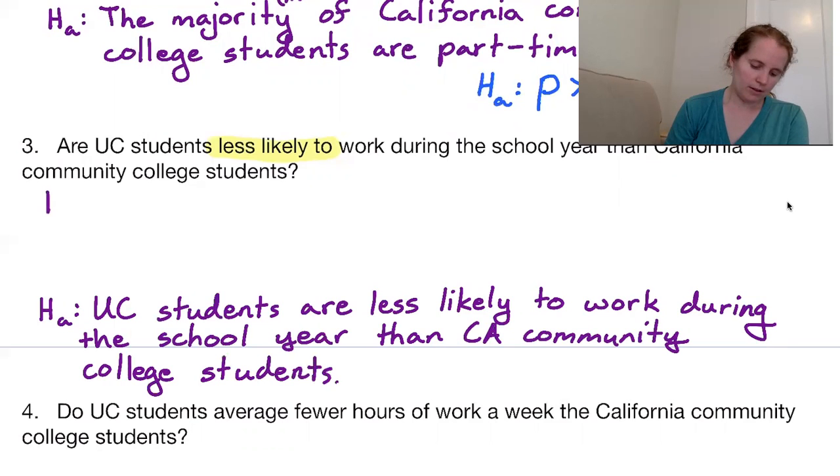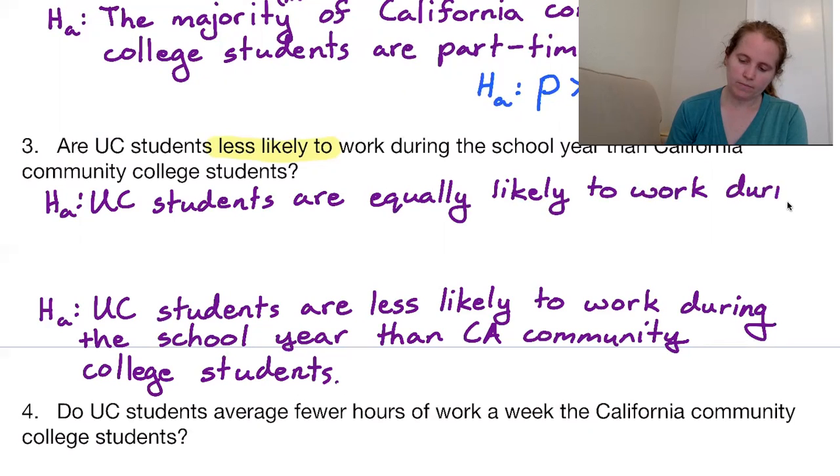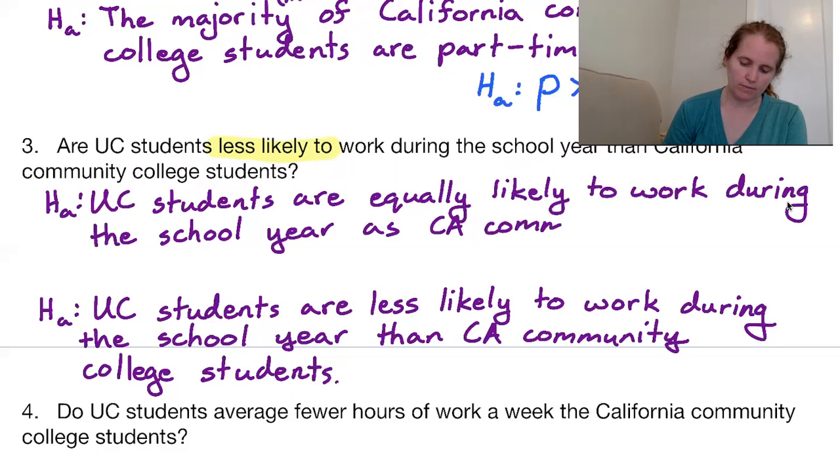And the null hypothesis is that they are equally likely. So UC students are equally likely to work during the school year as California community college students.